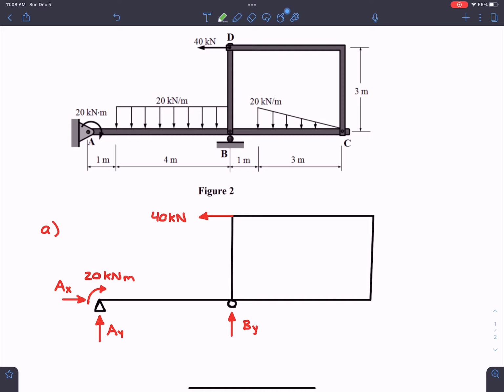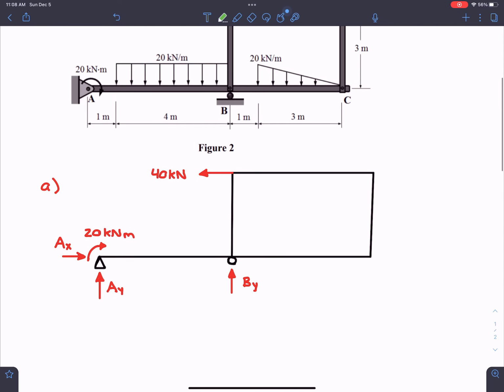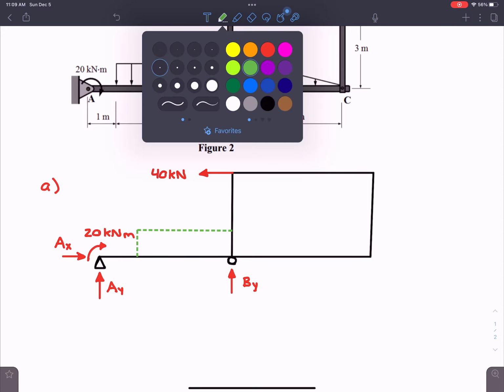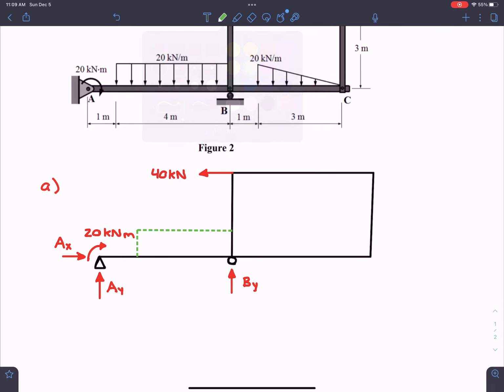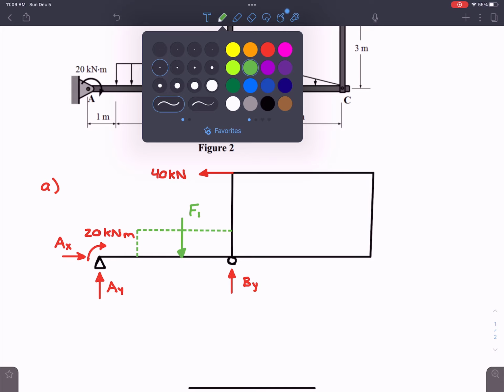So what I like to do is represent it as a dashed line. So I'm going to have something like this. In the first one, we have a nice rectangle. So I represent it as a dashed line to show it's a distributed load. And then in a solid line, I'll put my force. So we know that this right here, I'm going to call this force F1. So I'll just shade it in, and we'll call this one F1.